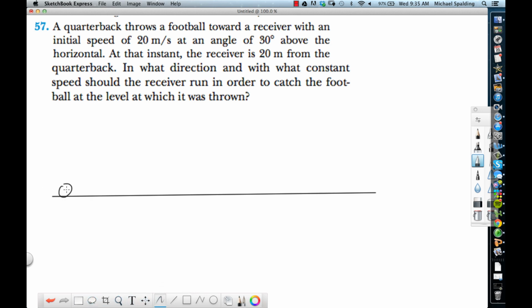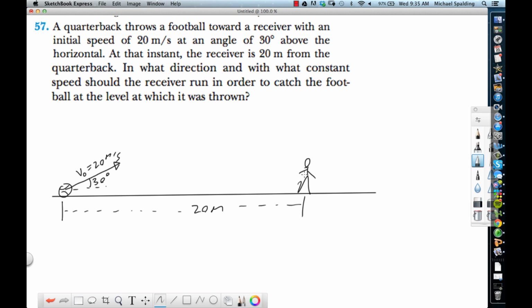We got a ball that's being launched at a 30-degree angle. So this V initial here is 20 meters per second. This angle here is 30 degrees. And what they tell us is we have a guy who wants to catch this ball who's standing 20 meters away. Now, does that mean the ball is going to land 20 meters away? No. In fact, what they want us to figure out is which way does this guy need to run to catch the ball.